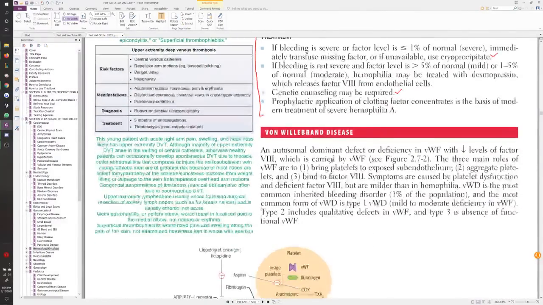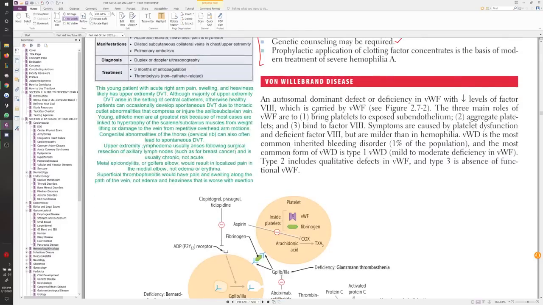Next thing here, von Willebrand disease. This one is autosomal dominant, and almost all questions on STEP are going to be about girls to help you differentiate from hemophilia. Right, this is just a person who has a deficiency in von Willebrand factor, and because they lost VWF, they also have a deficiency in factor 8, which is actually carried and protected by VWF. The three main roles of VWF are to bring platelets to exposed subendothelium, aggregate platelets to each other, and bind to factor 8. Symptoms are caused by platelet dysfunction and deficient factor 8, but are milder than hemophilia, because they're still going to have factor 8 that's being made in the liver, right? Factor 8 is still going to come, just not that much of it.